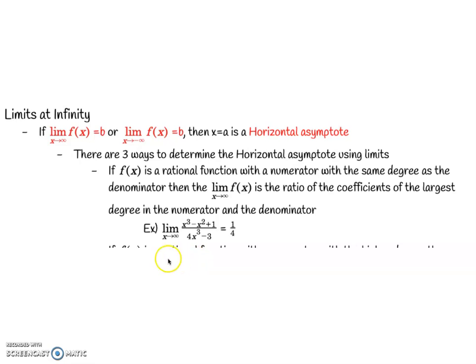We can see how the limit is approaching infinity, and the numerator and the denominator have the same degree. Then we'll use the ratio of the highest degree terms in the numerator and the denominator. The coefficient for the numerator is 1. The coefficient for the denominator is 4, so the ratio must be 1/4. So the limit must be 1/4, and the horizontal asymptote is 1/4 for this function.